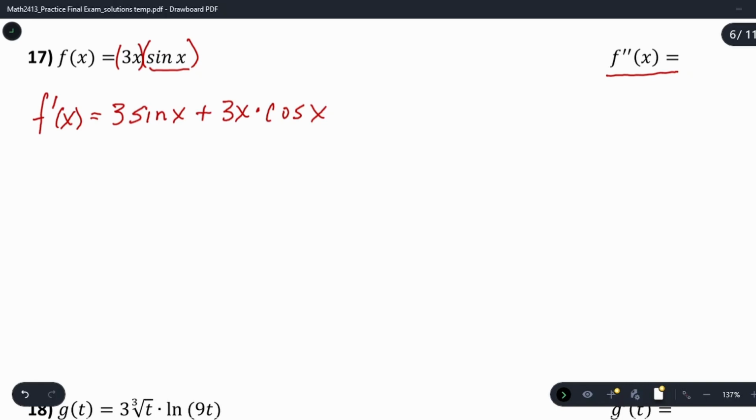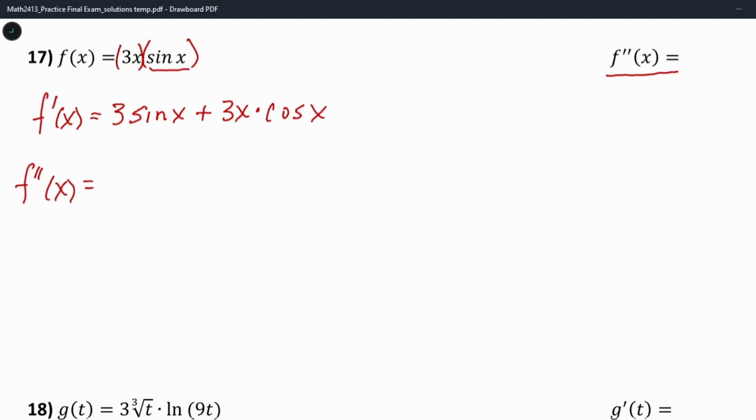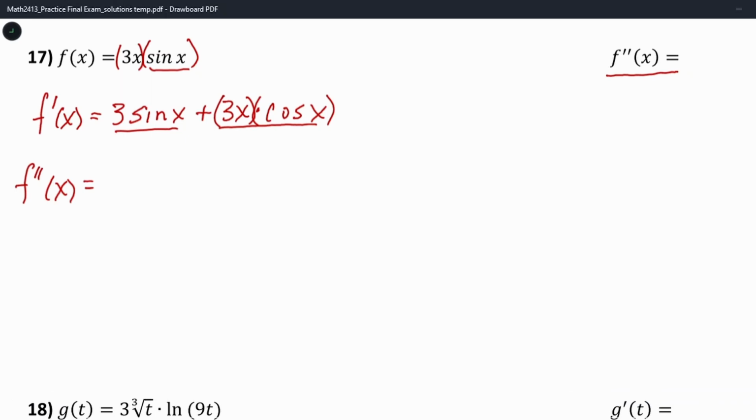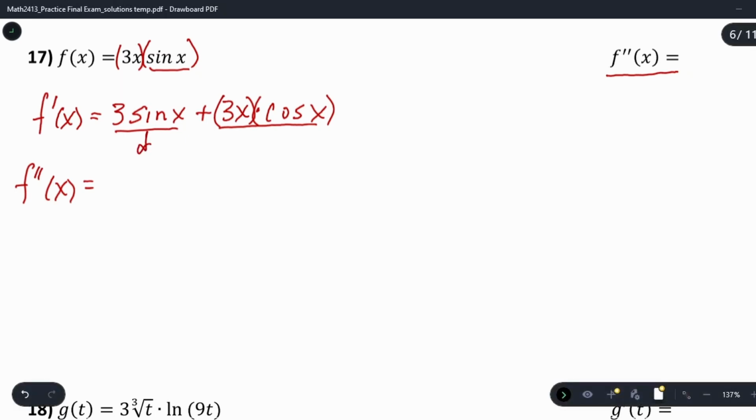And that was pretty straightforward, but remember we need the second derivative, and so then we get to repeat the process. However, now we have two terms, and the second term is going to require the product rule again. So, for the first term, the derivative of sine is cosine. That's going to leave us just 3 cosine of x plus, and then the product rule.